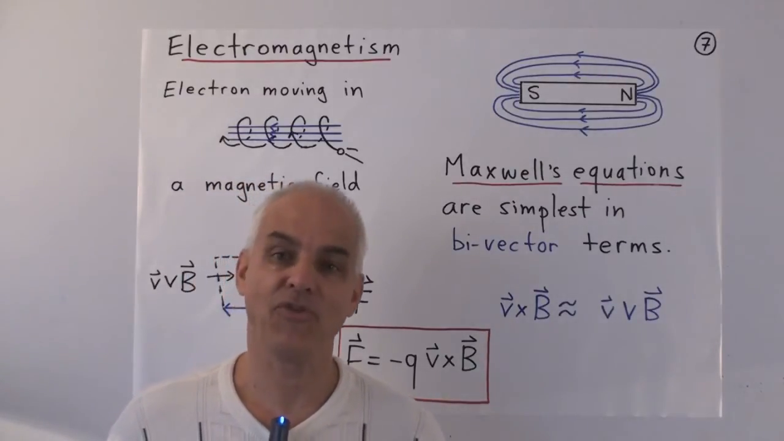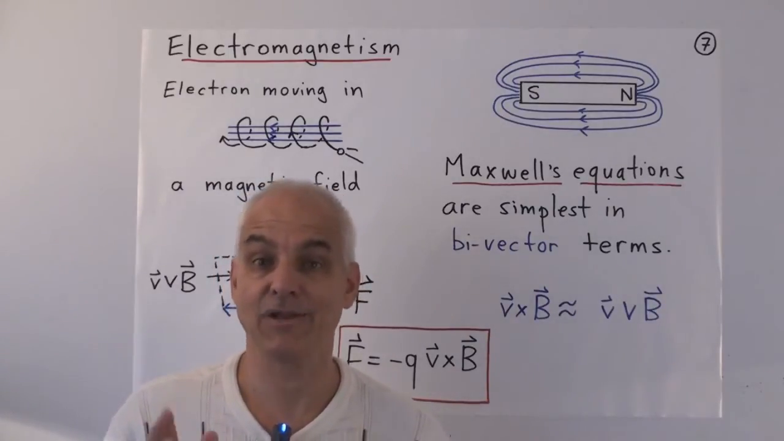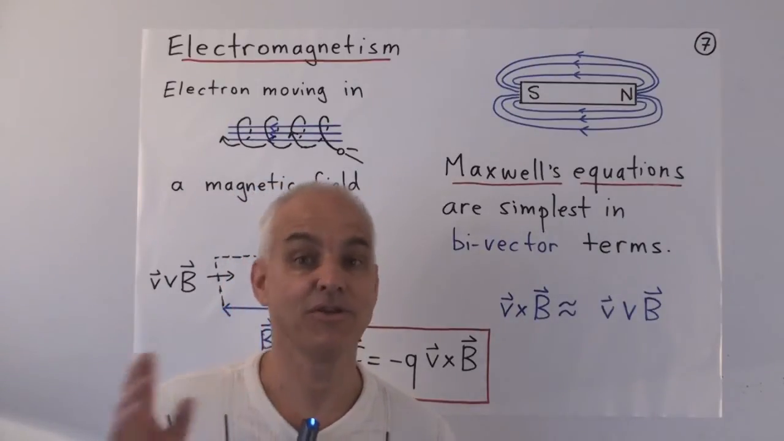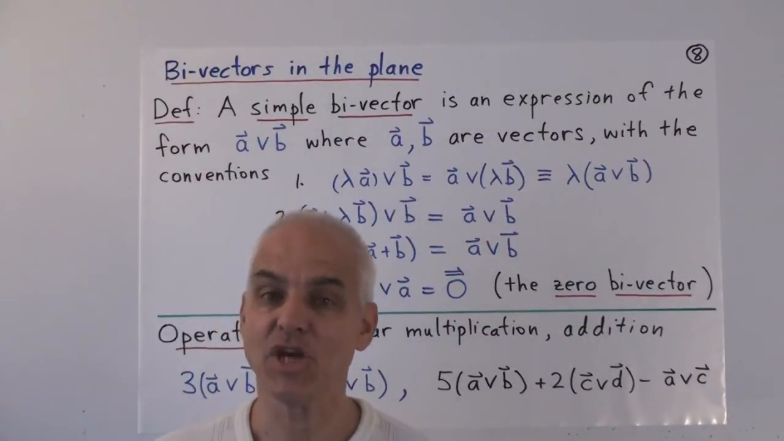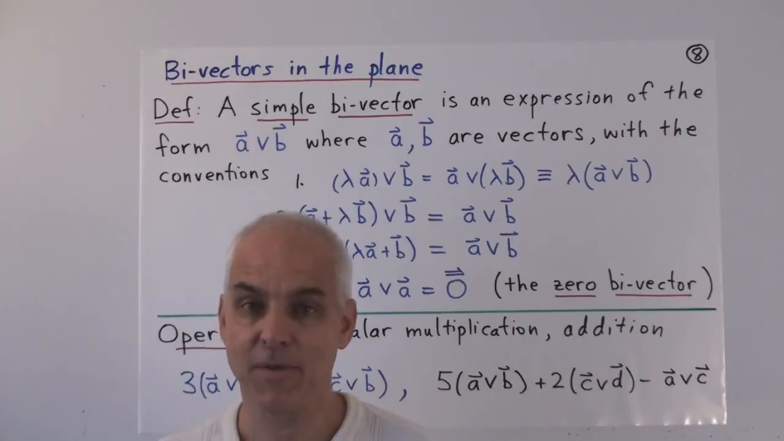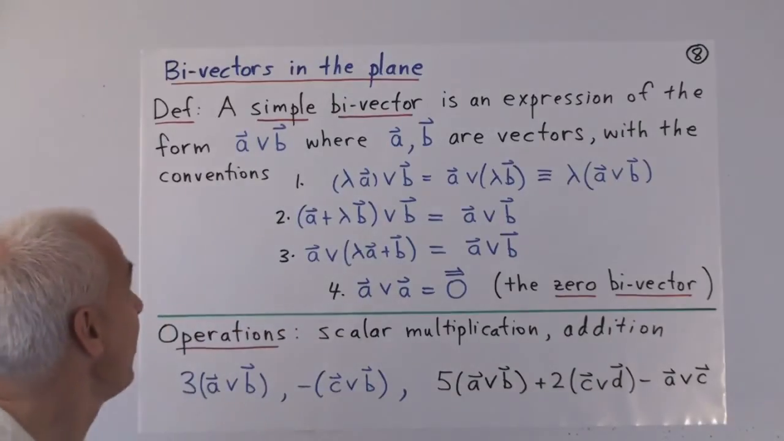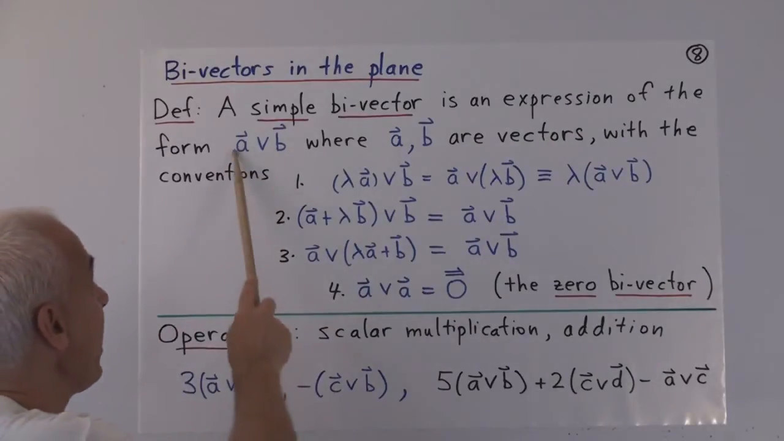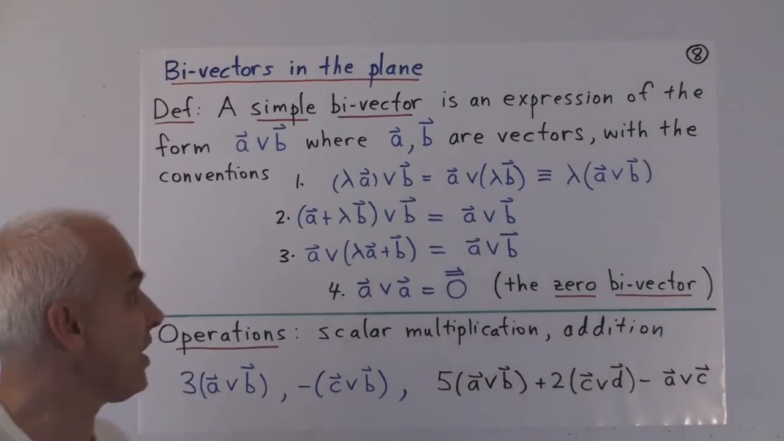Now let's see that it also simplifies our understanding of areas, because it allows us to think about areas purely algebraically. That's what we want to do. This is linear algebra. We want to apply algebra to the geometry. So when we introduce a bivector, we can just work with the expressions and the various laws that this expression is going to satisfy, which are motivated by the physical examples that we've already been talking about. So our definition is that in the plane, a simple bivector is an expression of the form A wedge B, where A and B are vectors, with certain conventions.